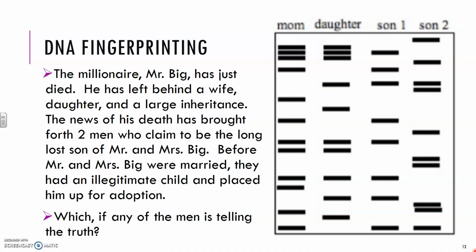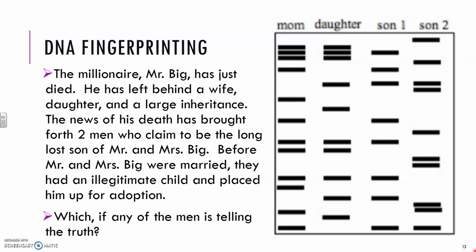All right, so getting nice and creative with the names here. The millionaire, Mr. Big, has just died. He has left behind a wife, a daughter, and a large inheritance. The news of his death has brought forth 2 men who claim to be the long-lost son of Mr. and Mrs. Big. Before Mr. and Mrs. Big were married, they had an illegitimate child and placed him up for adoption. So the question is, are either of these men telling the truth? And if so, which one?